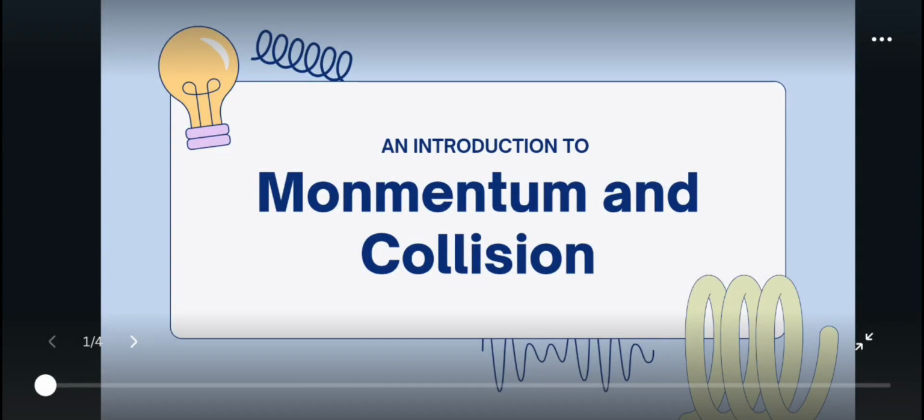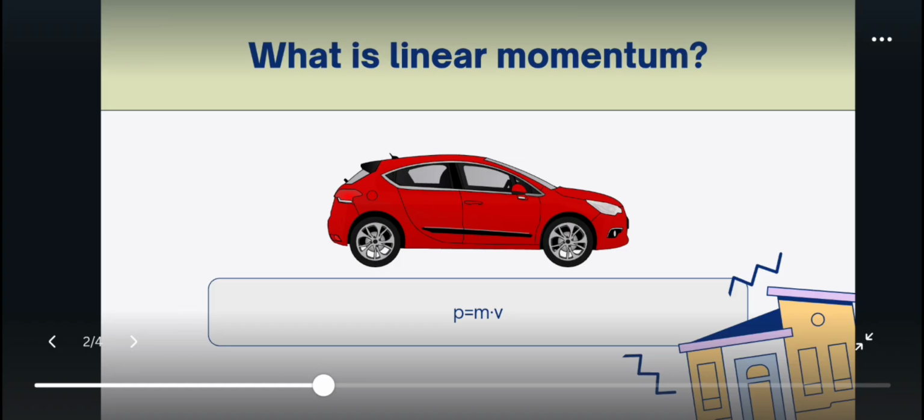Today we're going to talk about linear momentum and how it is conserved in a collision. What is linear momentum? Linear momentum is a physical quantity that depends on the mass and the velocity of an object. And as you can see, that is the formula for momentum. P is momentum, m is mass, multiplied by v, that is velocity. Now we're going to see two easy examples for momentum.